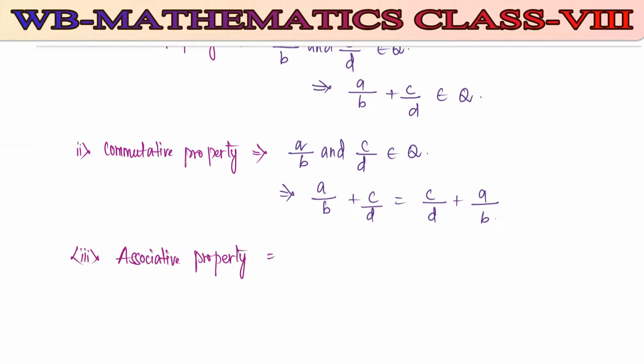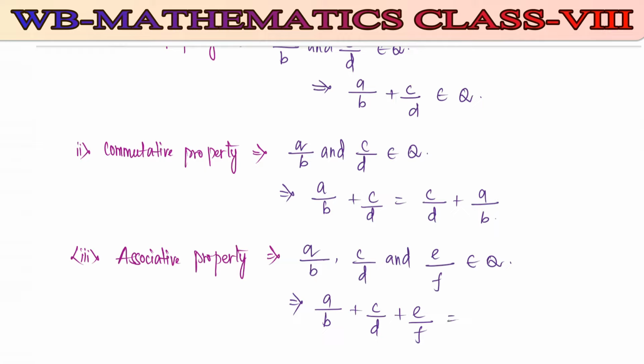Associative property is nothing but when you have three numbers, I can take a by b, c by d, and e by f. In the associative property, the parenthesis brackets are very important. All these three numbers belong to the rational numbers, so I can apply the formula here. This implies (a by b plus c by d) plus e by f is equal to a by b plus (c by d plus e by f).